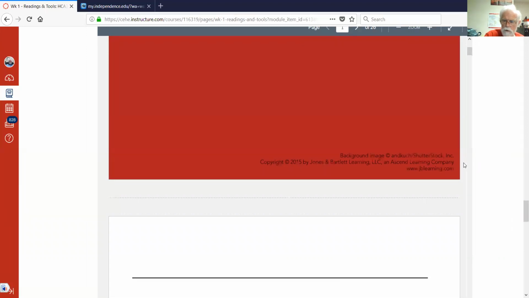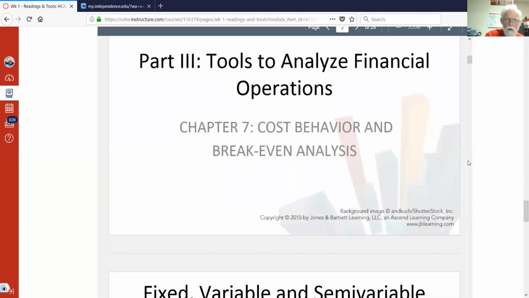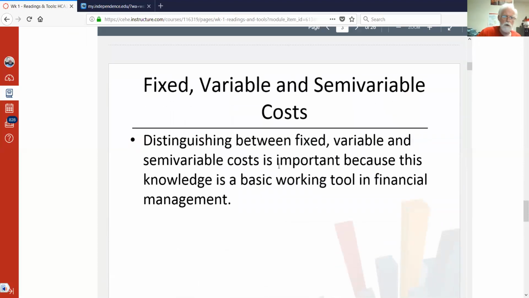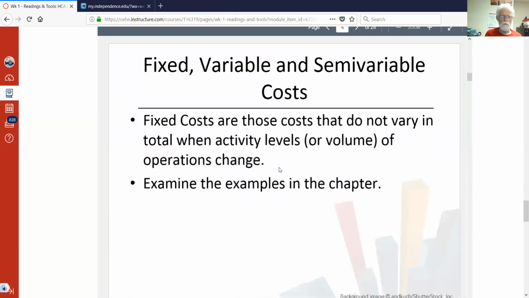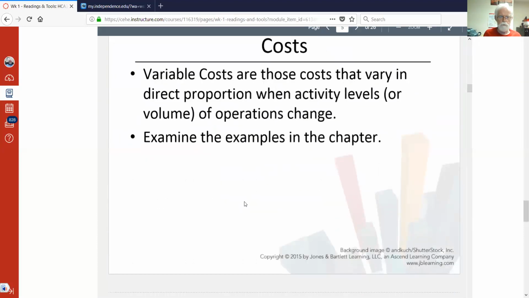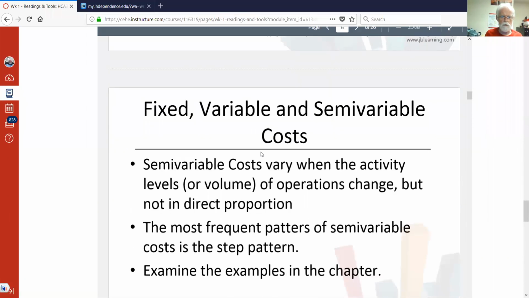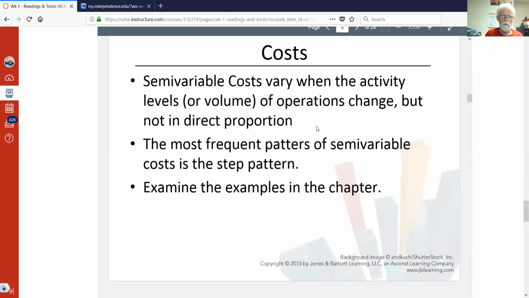Let's pop down here. Okay. Cost behavior. We have fixed, variable, and semi-variable costs. You've run into those before. Fixed are those that do not vary when activity levels change. And variable are costs that vary in direct proportion to activity levels. Okay, there's lots of examples. Semi-variable costs vary when the activity changes, but they are not in direct proportion.